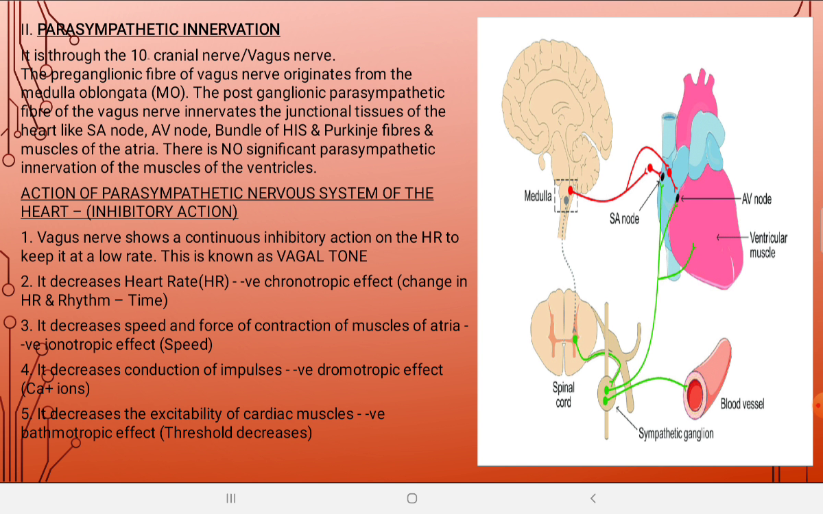impulses is also decreased, which is a negative dromotropic effect, and the excitability of the cardiac muscle is also decreased. That is a negative bathmotropic effect. The threshold is actually increasing. Decreasing the excitability of the cardiac muscle means increasing the threshold. Here I wrote decrease, this is wrong. It is increasing. So this is the parasympathetic effect.